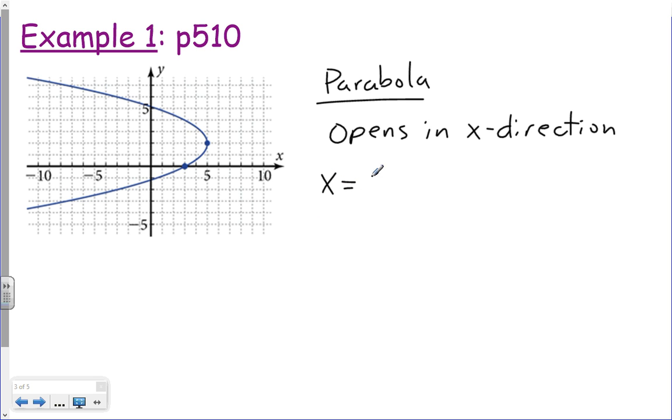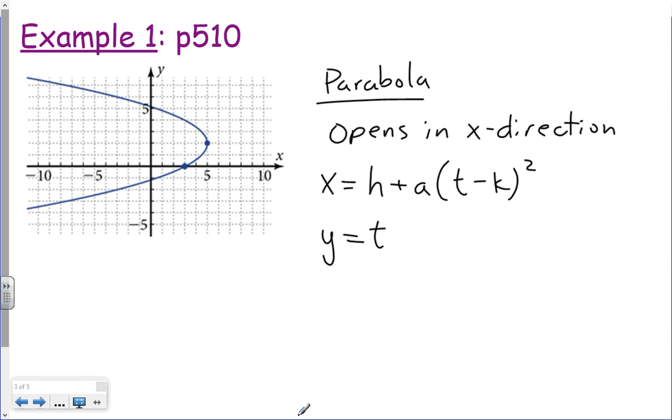h plus a times t minus k, and that's squared. And then we have y is equal to t. All right, again, go back and look at the parametric equations for the parabola. And it opens up in the x direction. These are the two equations there that we have for that parabola.